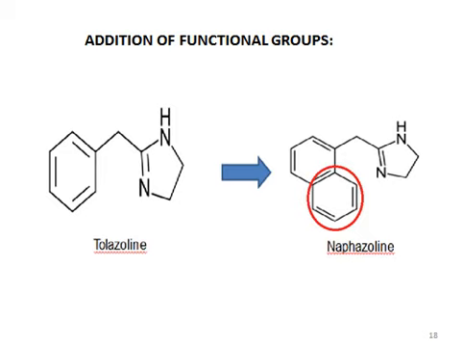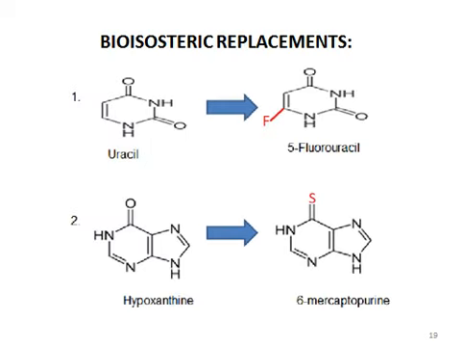Here we have addition of a functional group. So we are considering this tolazoline. So tolazoline has some biological activity, but if we add another benzene ring to this tolazoline, the biological activity is enhanced. Right? So benzene is a functional group. So this is an example of addition of a functional group. Right? Similarly, we can remove a functional group or we can change the position of a functional group and see what changes we get in the biological activity.